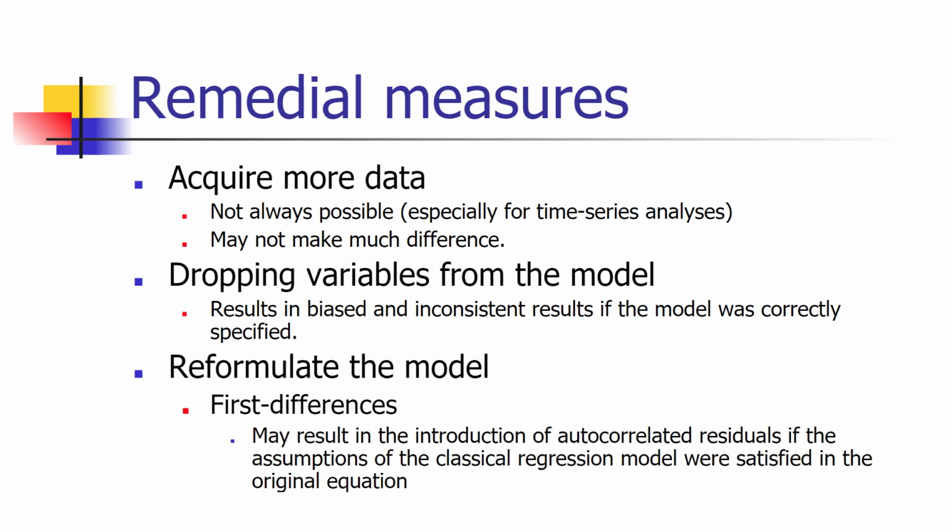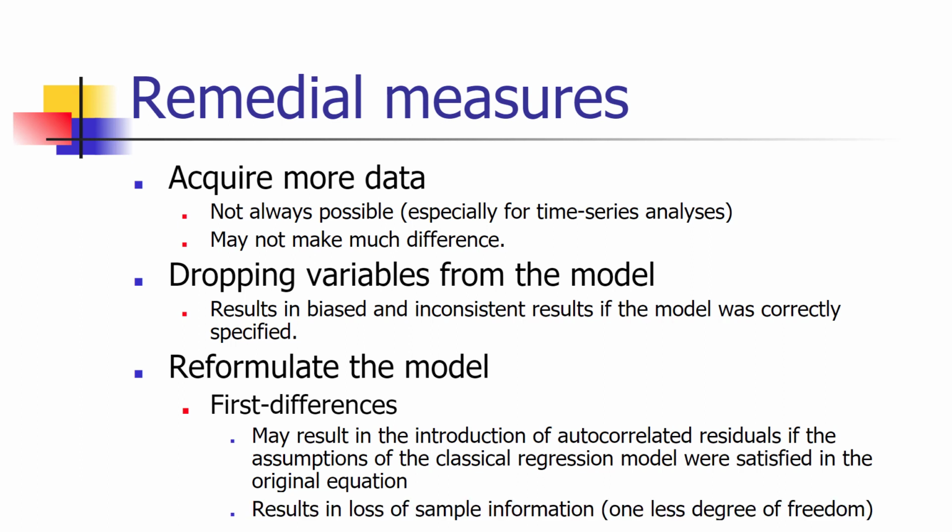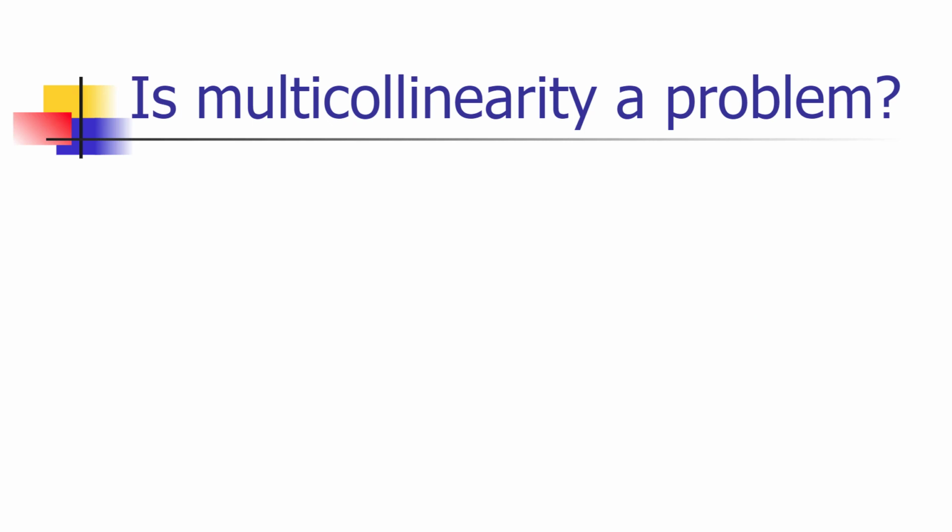But if you don't have autocorrelation originally, when you compute first differences, it may very well result in autocorrelated residuals. And it also would result in a loss of sample information because when you take differences, if you have 50 observations, there's only going to be 49 changes in those variables because there is no change in the variable observed for the first observation.